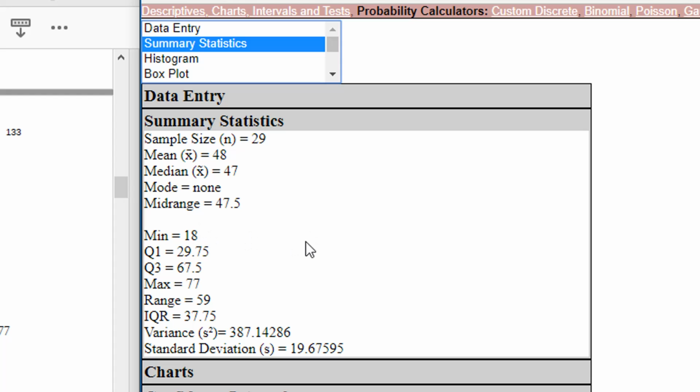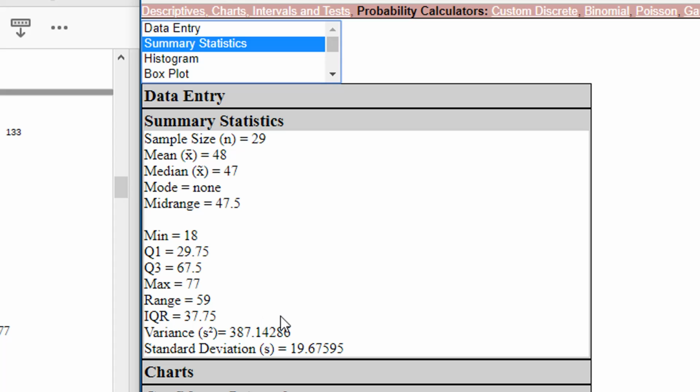Now the minimum is the lowest number in our set. We have then 29.75 is the first quartile, Q1, which is to say that 25% of our data is 29.75 or below. Q3 is the 75th percentile, also known as the third quartile. That says that 75% of my data is 67.5 or below. Then the maximum is 77, that's the highest value. The range is the difference between the maximum and minimum. So they're 18 to 77, that's a span of 59.